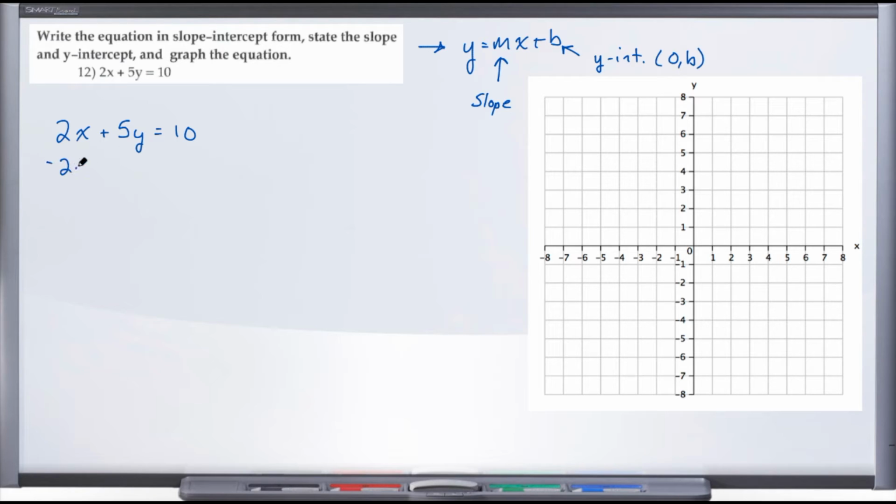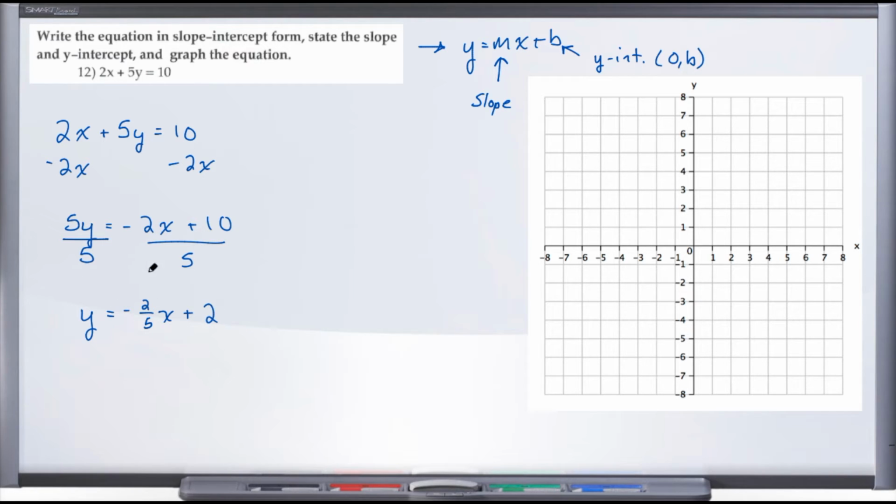So let's go ahead and subtract 2x from both sides, and that'll leave us with 5y equals negative 2x plus 10. And then solving for y, we'll go ahead and divide by 5 on both sides, and that'll leave us with y equals negative 2 over 5 x plus, and then 10 over 5 reduces nicely to just 2.